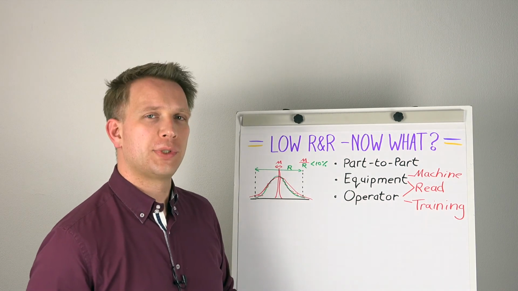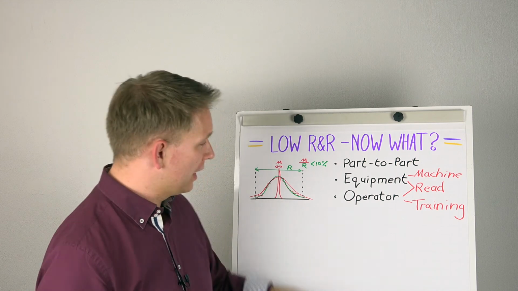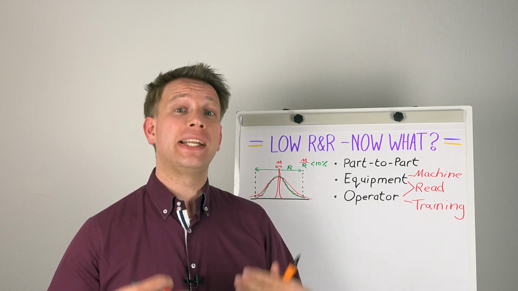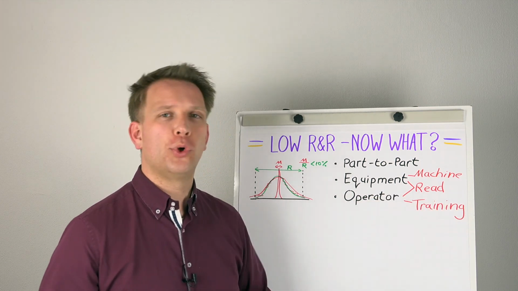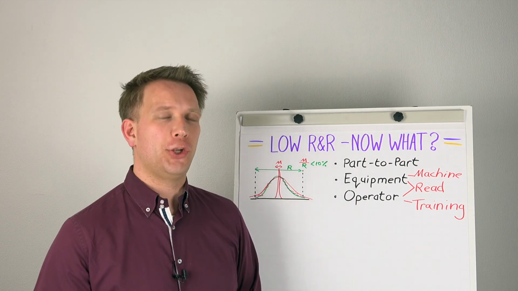So when you see high equipment variation, it's either the machine or the way to read the result. When you see high operator variation, also check how difficult it is to read correct results, and probably you have to work on the skills of the operator, so training and just making the system easier to use.